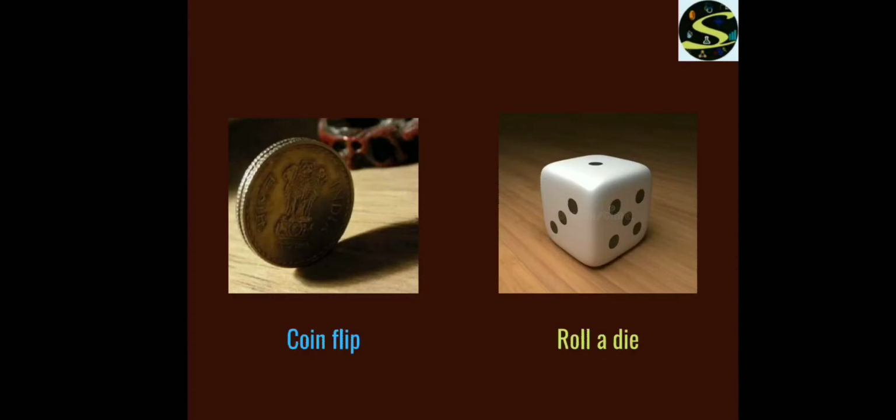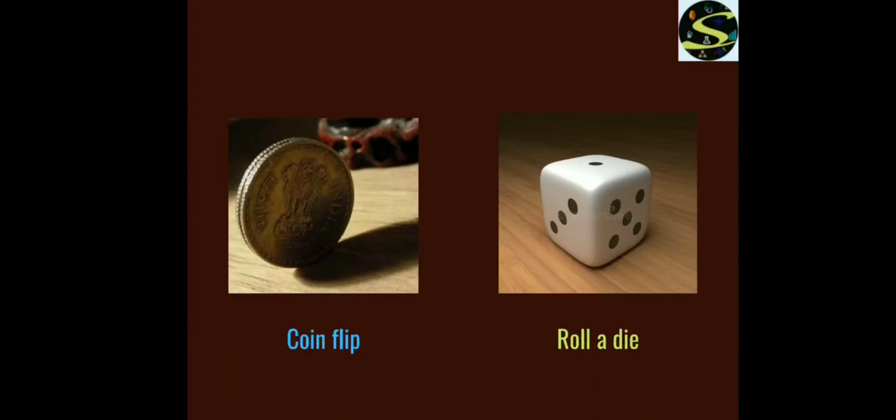For understanding uniform distribution, consider the events or processes of a coin flip and the roll of a die. What do these have in common? Think about it for a second. Well, they both have a fixed number of outcomes. The coin flip has 2 outcomes, heads or tails. The die roll has 6 outcomes: the numbers 1, 2, 3, 4, 5 or 6. So they both have a fixed number of outcomes.